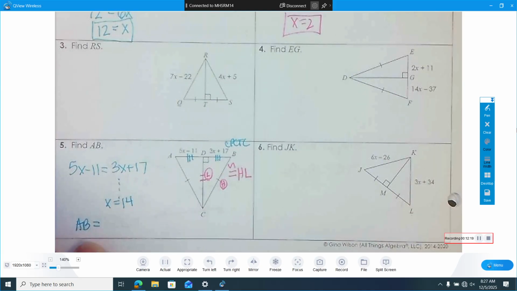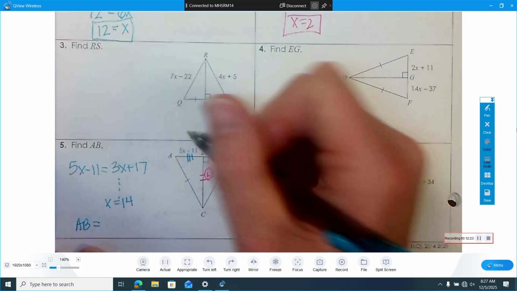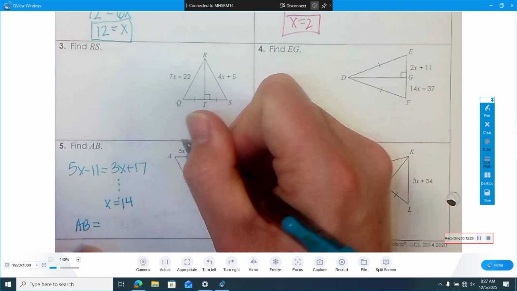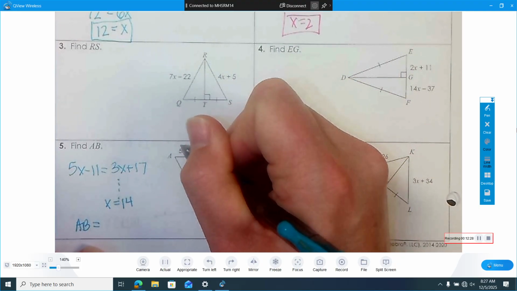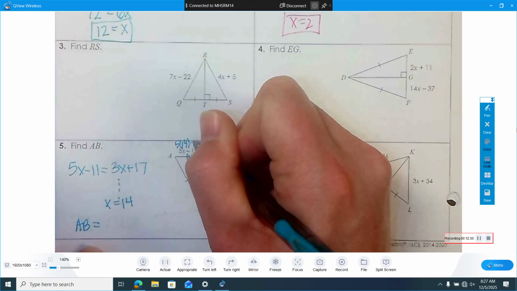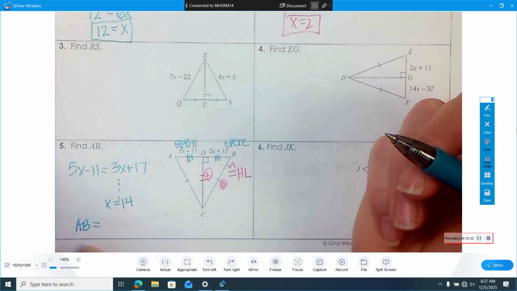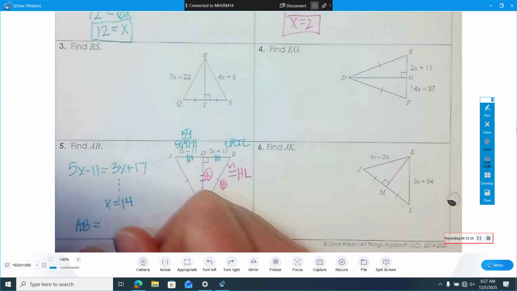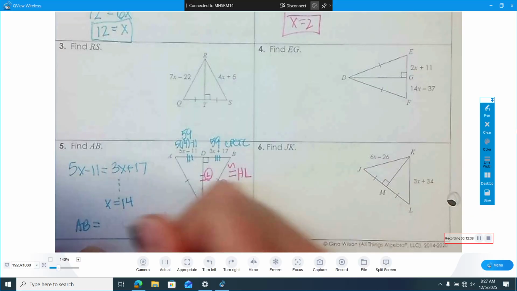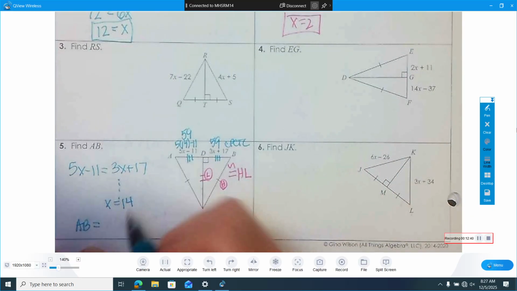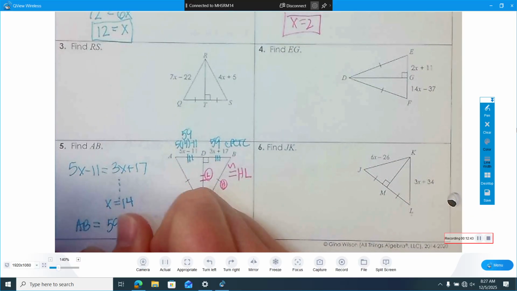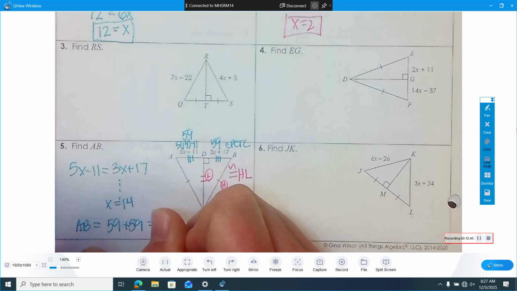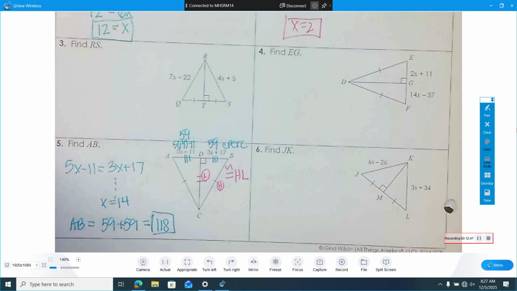So we got to find the length of AB, which means, what do we have to do? Plug it into both of them. So we'd have to do 5 times 14 minus 11, which is 59. What's this one going to be also? 59, because we know that they're the same, right? So 59 plus 59 equals 118. So 118 inches or whatever.